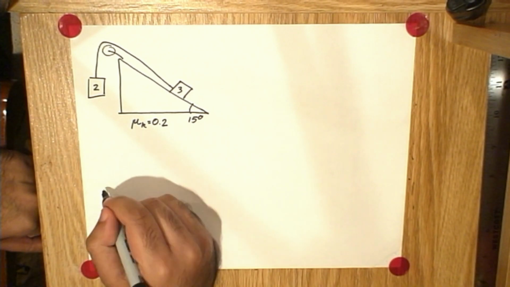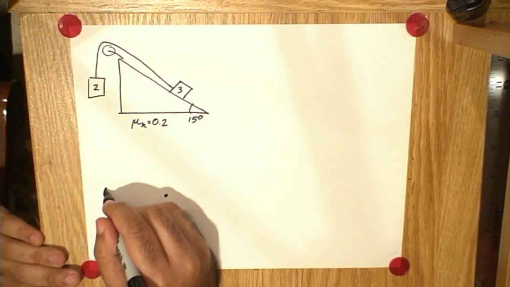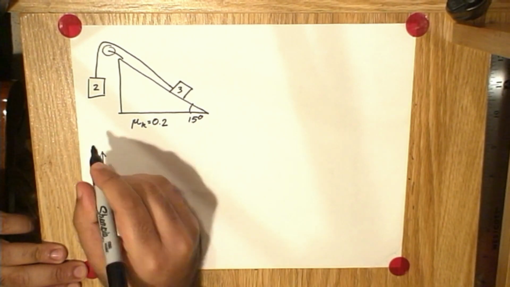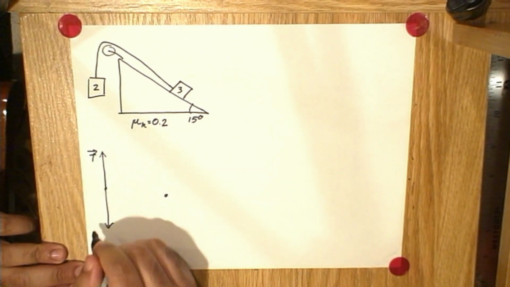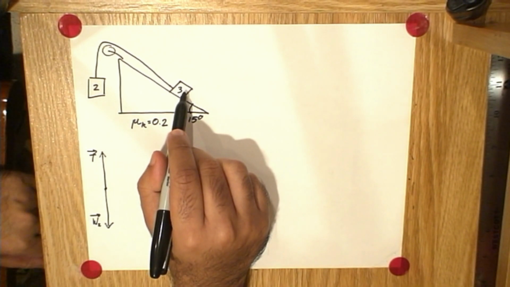Let us draw the free body diagram for the 2 kilogram object. It feels weight down, and it feels tension up. And those are the only two forces that it is feeling. What about the 3 kilogram object?